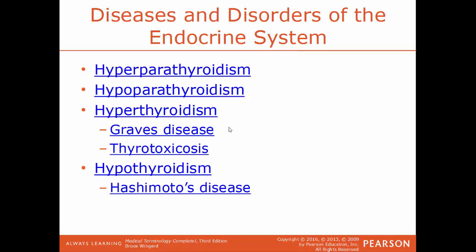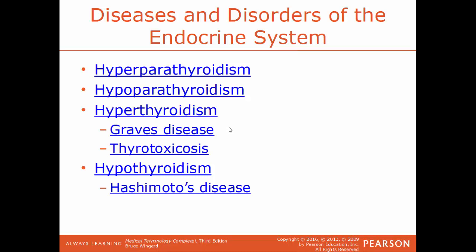And the most common example of hyperthyroidism is Graves' disease. Some indicators of this would be having bulging eyes and having a swelling in the neck. And another term for hyperthyroidism is thyrotoxicosis. So that term basically breaks down to having a toxic level of thyroid hormones in the blood.